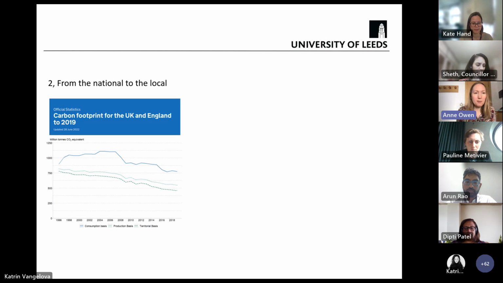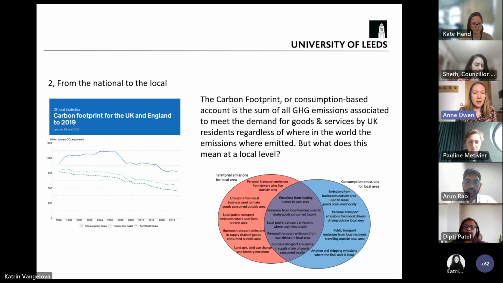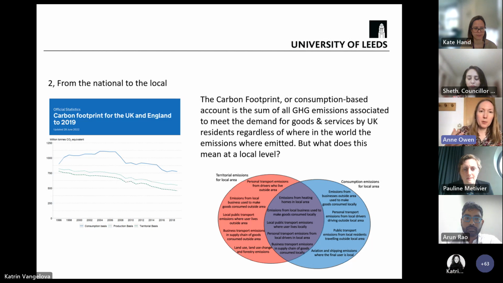So as I said, you can find the official UK carbon footprint on DEFRA's website, and the 2020 results have literally this month arrived, but we need to be able to break this down to the local level. So the carbon footprint is the sum of all greenhouse gases associated to meet the demand for goods and services by UK residents, regardless of where in the world the emissions were emitted. So this means that we understand the emissions that occur in China, making electrical products that are then bought in the UK. It gets slightly more complicated when you try and break this down to the local level.